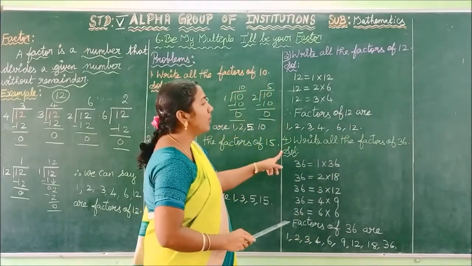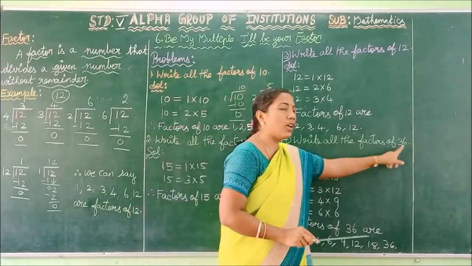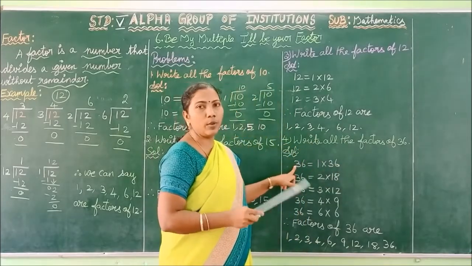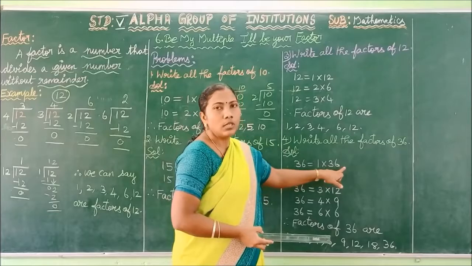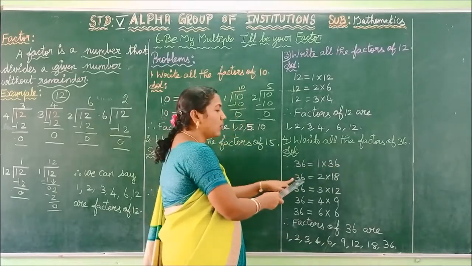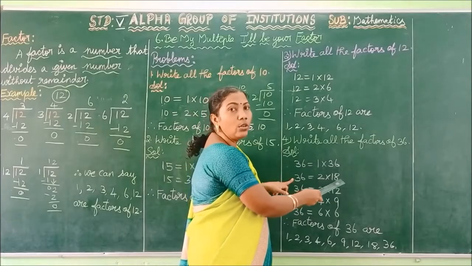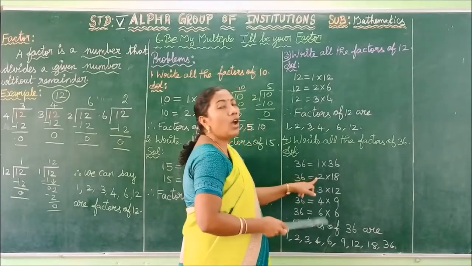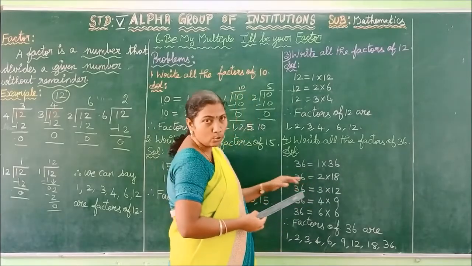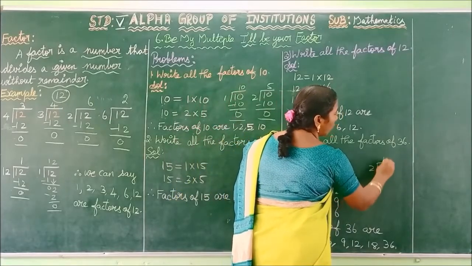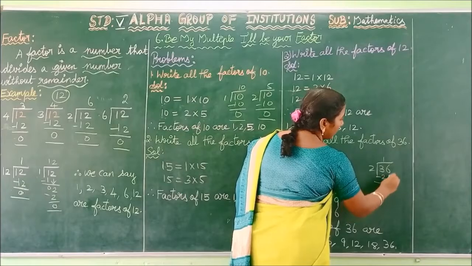See the fourth sum. Write all the factors of 36. First step, you have to write 36 as the multiple of 1. That is 1 into 36. 36 also comes in the 2 table. So how can you write it as a multiple of 2? 2 into 18. Suppose you don't know how to write it as a multiple of 2, you can easily divide 36 by 2. You will find the quotient. So write it as its multiple.